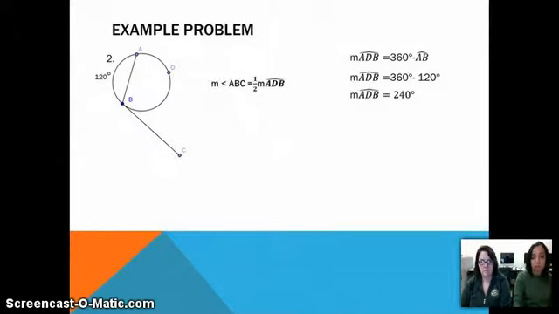We can now plug this into our other formula. The measure of angle ABC is equal to 1/2 times 240. So the measure of angle ABC is equal to 120 degrees.